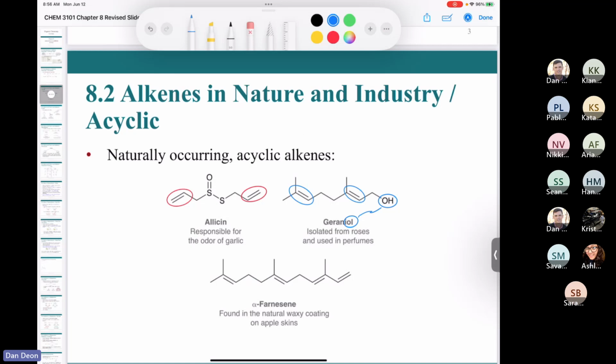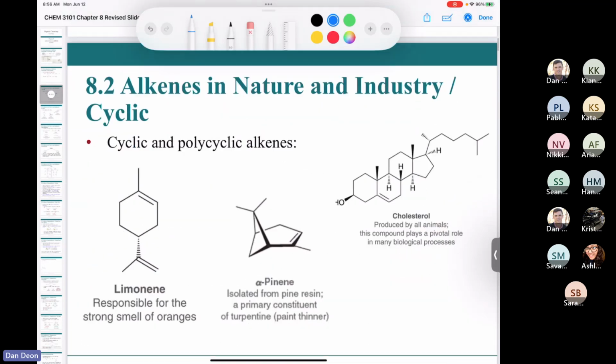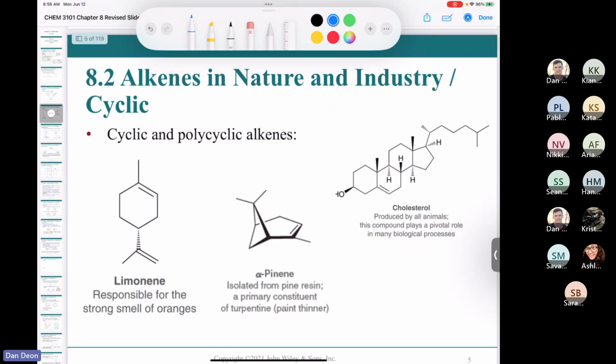Then if you've ever noticed the waxy coating on apple skins, that's due to this compound here, which is alpha-farnesene, and you can see that's got a whole bunch of double bonds in it. The book goes on to a whole bunch of compounds here. This one is near and dear to my heart, limonene, which has two double bonds in it. It's responsible for the smell of oranges. It's a very inexpensive compound too. You can buy it by the liter for not very much.